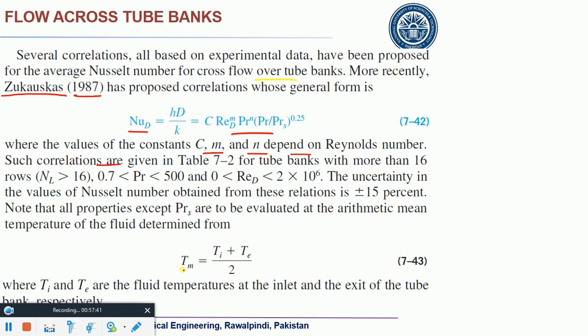Okay, and remember, for these relationships, fluid properties are measured at mean temperature. This is not the film temperature, this is the mean temperature. Mean temperature, what? This is the inlet temperature plus exit temperature divided by 2.